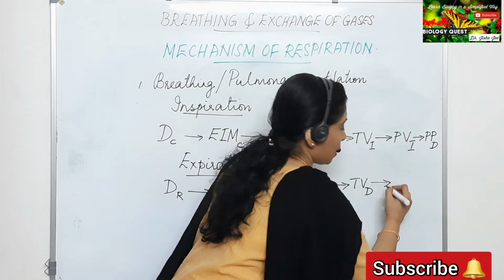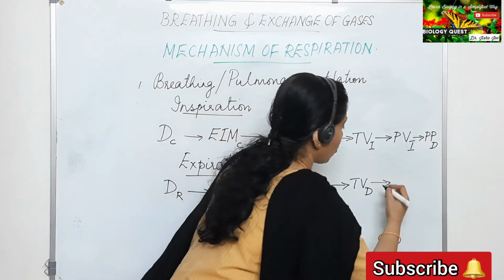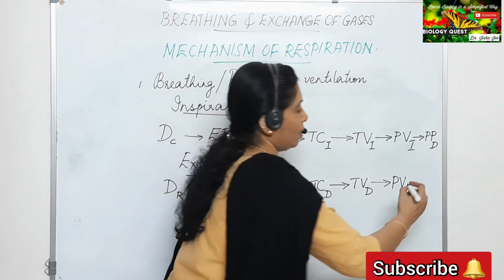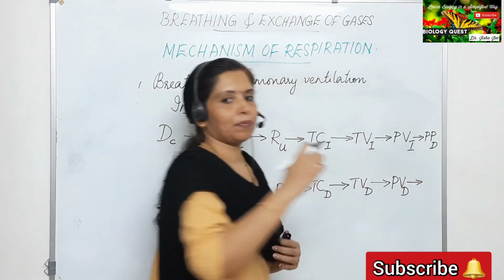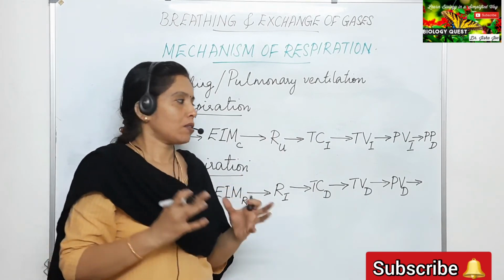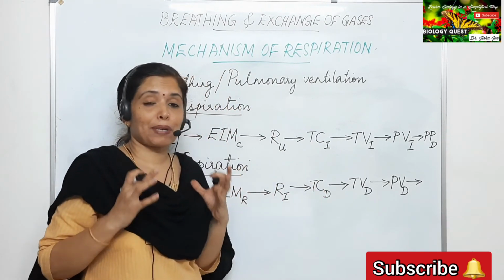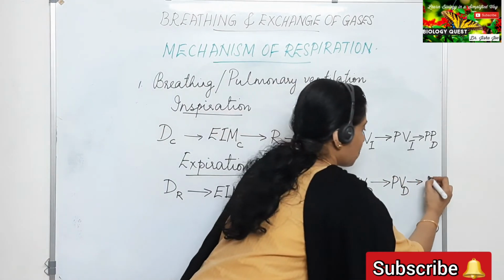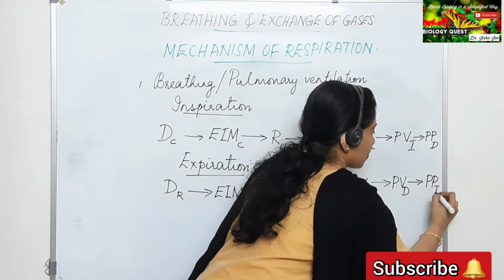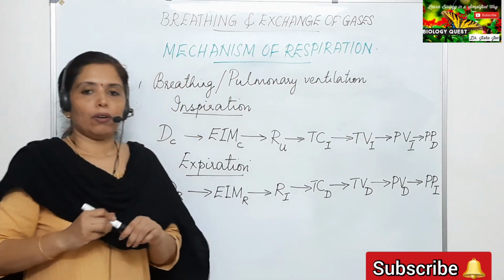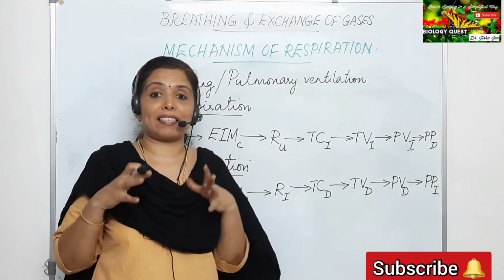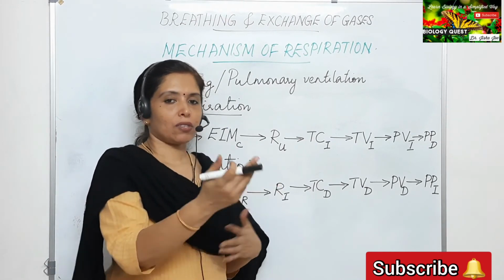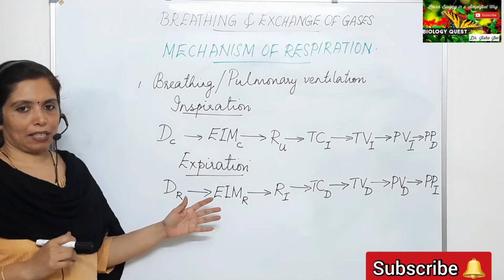Then what will happen to the pulmonary volume or the volume of the lungs? Pulmonary volume decreases. So what will happen to the pressure? The lungs contract. So what will happen to the pressure of air inside the lungs? The pressure increases. The pulmonary pressure increases. So air which is at a higher pressure inside the lungs moves outwards or rushes out. So this is what is happening during expiration.